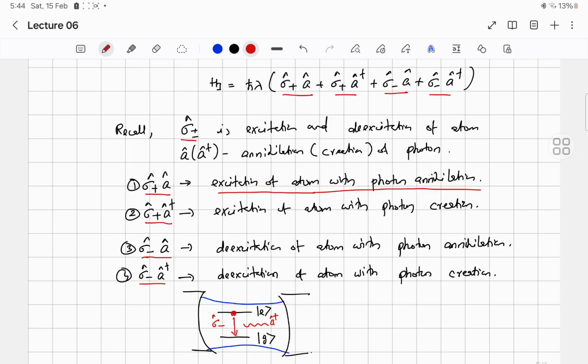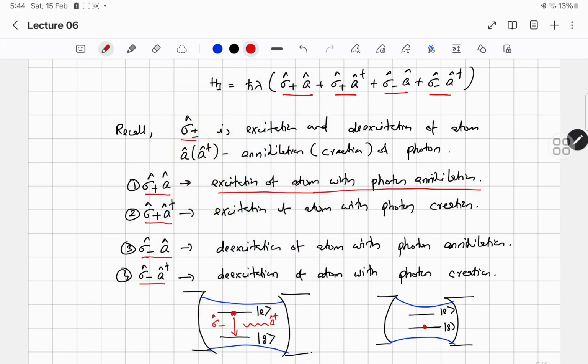Okay, now similarly, what is its opposite process? Consider a cavity with some field inside and a two-level atom in the ground state or excited state.